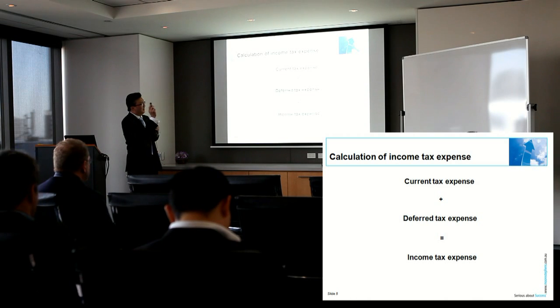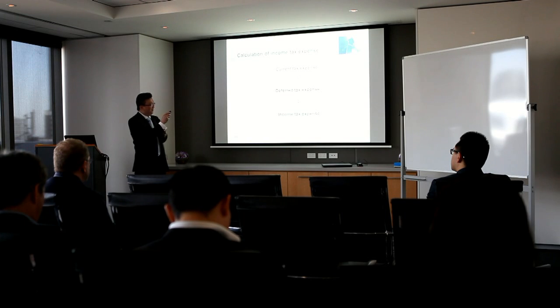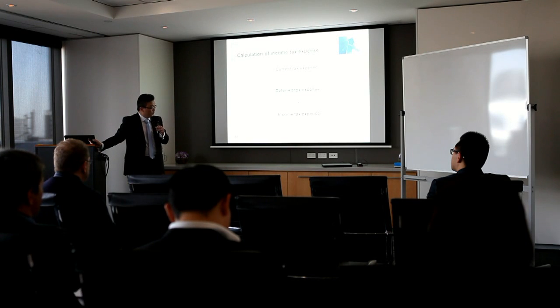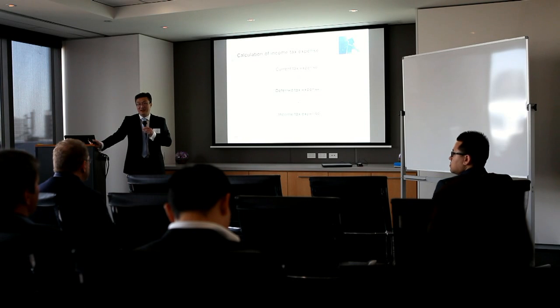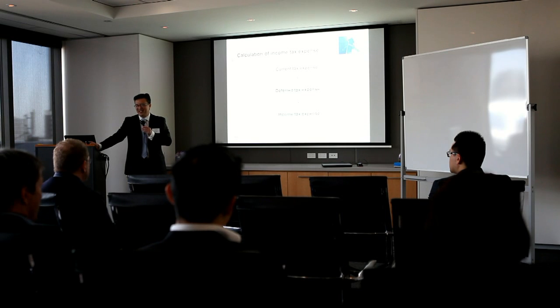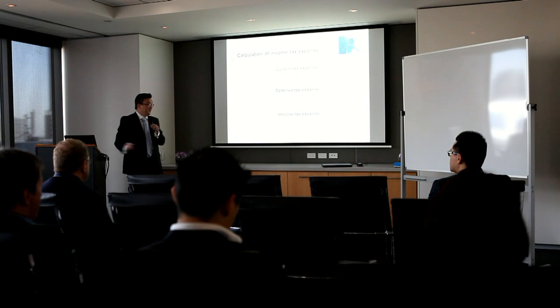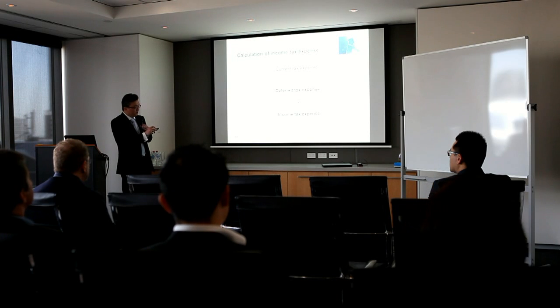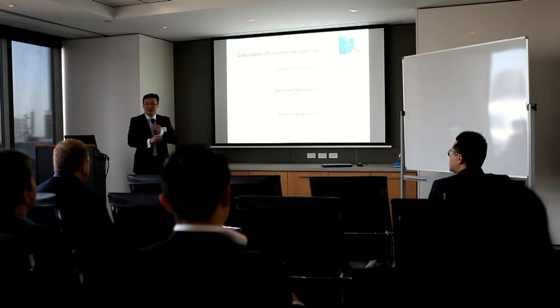So if you take current tax expense and add your deferred tax expense, the combination of those two amounts gives you your income tax expense. Current tax expense generally has to be positive. Deferred tax expense, because it's the movements in your balances, could be positive or negative. So the combination of both gives you your income tax expense.